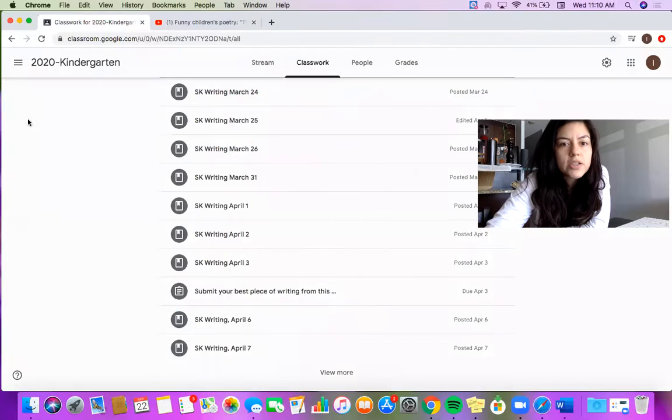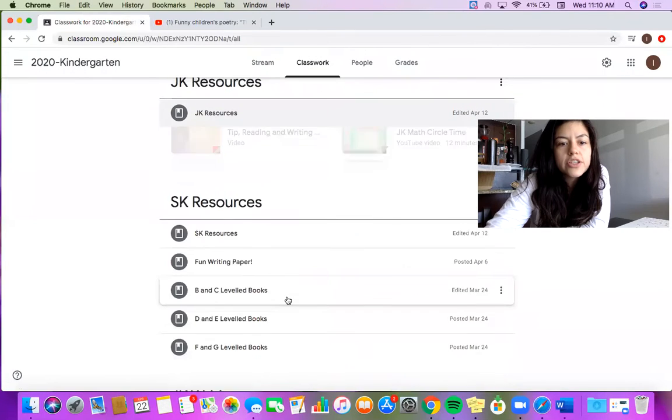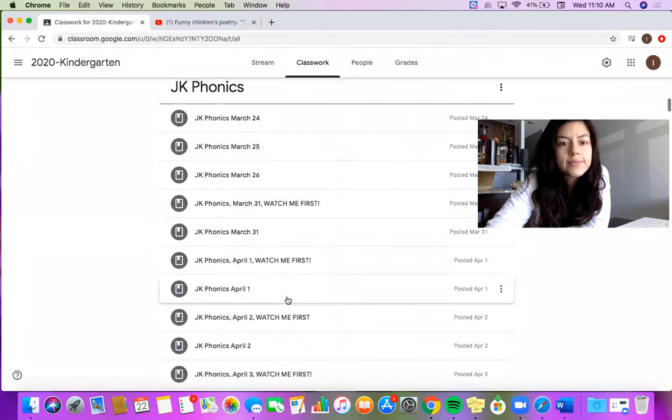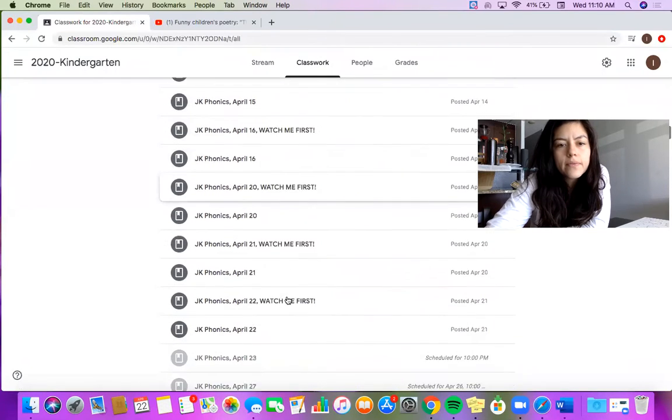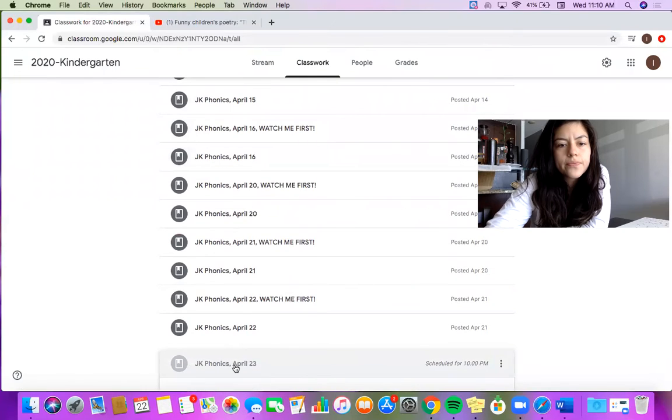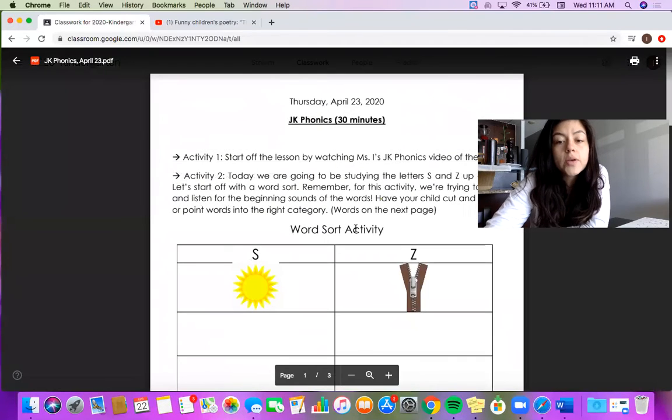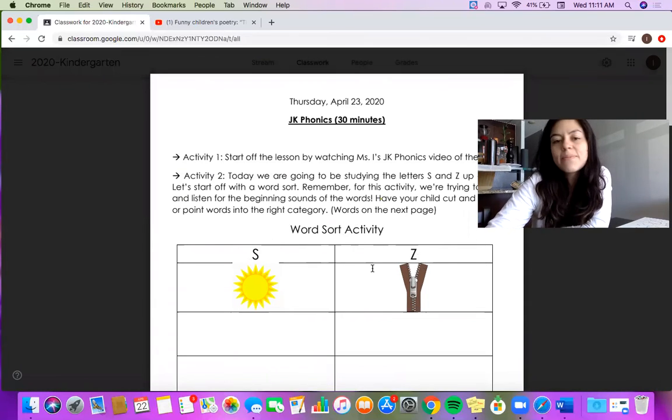All right, let's get back to our lesson. Where were we? We were in JK phonics, pardon me, the 23rd. All right, so as I was saying, today is your last word sort for letters alone. Today we are doing S for sun and Z for zipper.